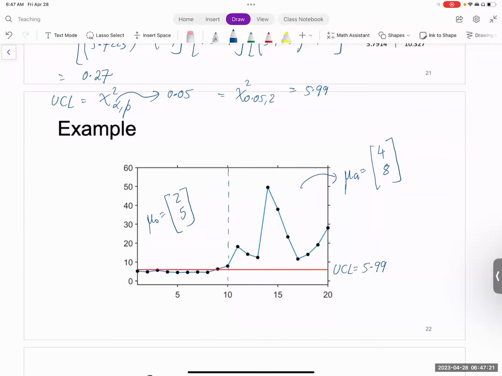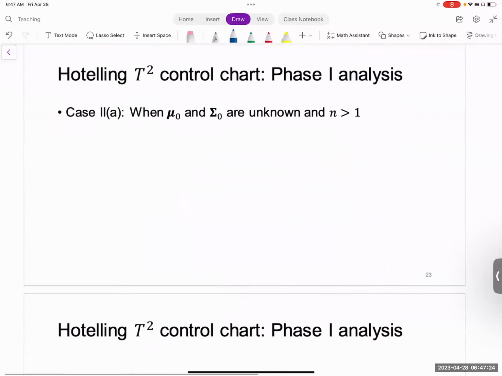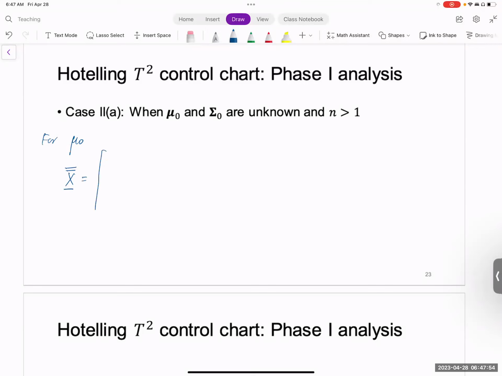So now finally, what we will do here is we'll look at a scenario when mu0 and sigma0 are not known, they're unknown. Now, if they're unknown, we basically have to estimate them from data, okay? So to estimate mu0, we're going to compute the grand average vector. What is a grand average vector? Grand average vector is x double bar, and the underbar represents that it's a vector. And this is nothing but the grand average of x1, grand average of x2, and so on till grand average of xp.